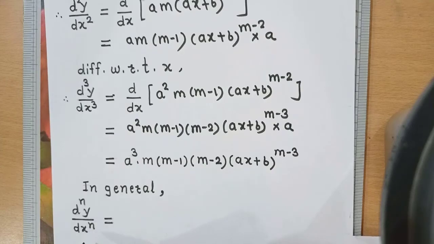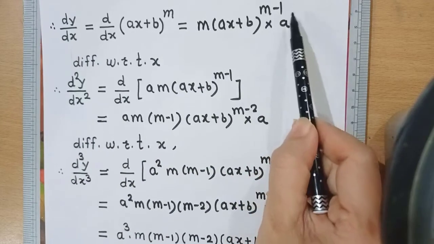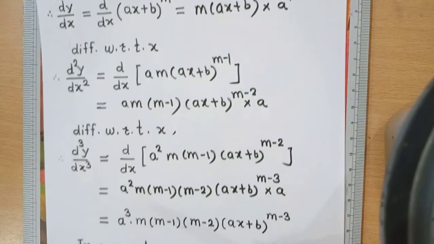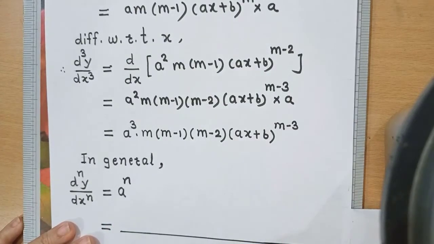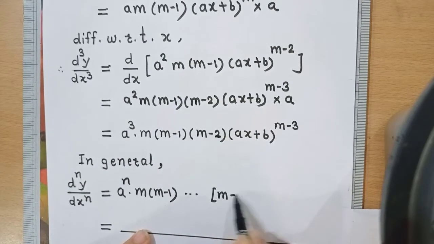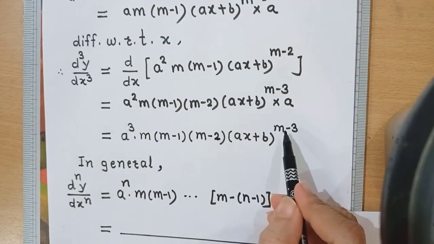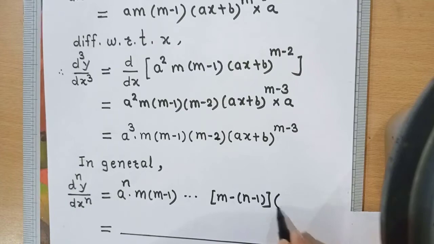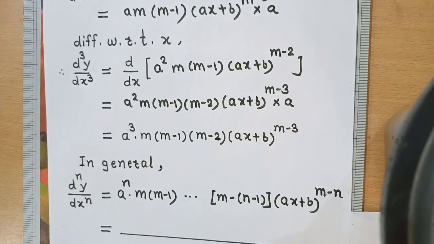So d^n y by dx^n. Now check here: for the first order derivative there is only a raised to 1. For the second order derivative, a into a means a square. For the third order derivative, a cube. So here we will write a raised to n. Multiply m minus 1 and so on, up to the number that is n minus 1 less, and this power is m minus the order of the derivative. So here we will write (ax plus b) raised to m minus the order of the derivative.